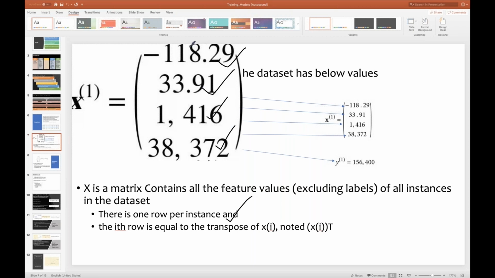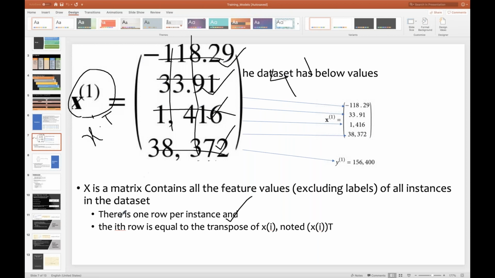Now, here there is one row per instance. This is a row, and this is a column. Now, what am I saying here? I have 4 rows and 1 column, right? There is one row per instance. This is x of 1. If I do x of 1 dot T, that will become a transpose. When I do a transpose, these 4 rows will change into 1 column, because I have 4 rows and 1 column, that will turn into 1 row and 4 columns. You need to remember about it.